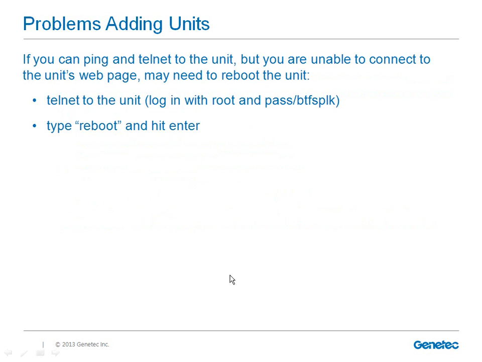If the only connection method that isn't working is the web page, we can try to reboot the unit. So to do this, just telnet into the unit like we did in step 3, type the word reboot and hit enter. The unit will restart and come back up in a few minutes.